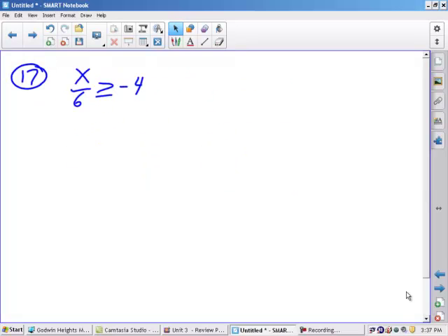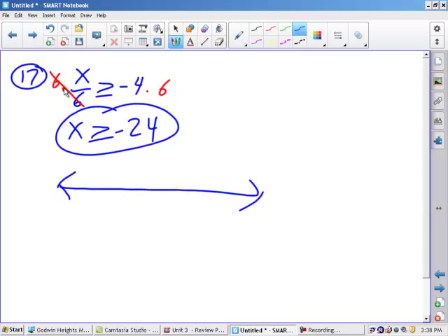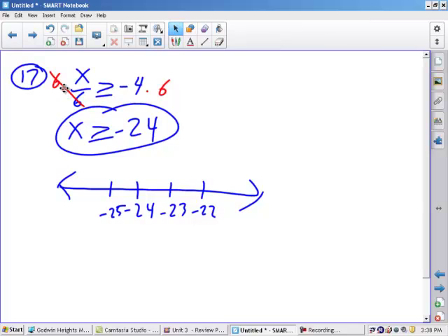Number 17, you have to find out what are the solutions of this inequality, and then you have to graph it. So first of all, I need to multiply both sides by 6, okay, because it's divided by 6. Those 6's cancel out, and I'm left with x is greater than or equal to negative 24, and then I need to go ahead and graph it. So I get negative 24, negative 25. Make sure I know what direction I'm going in. And I put a closed circle at negative 24, and I go in the positive direction.